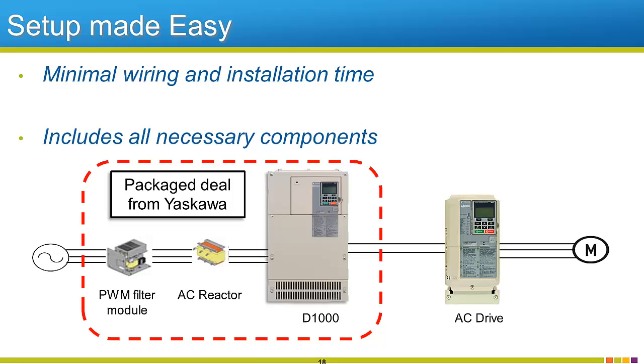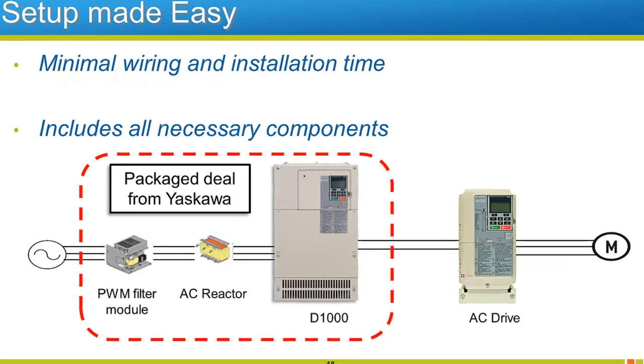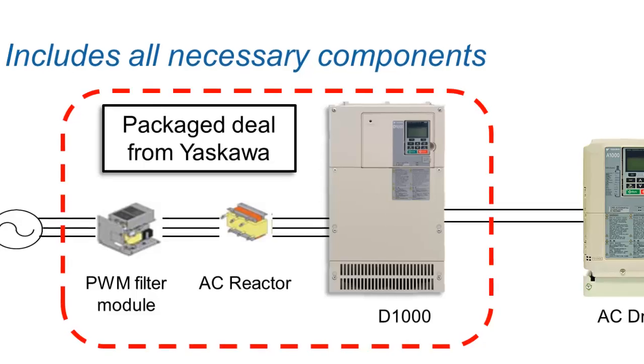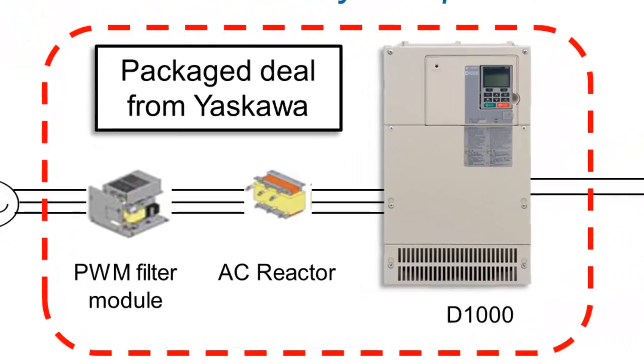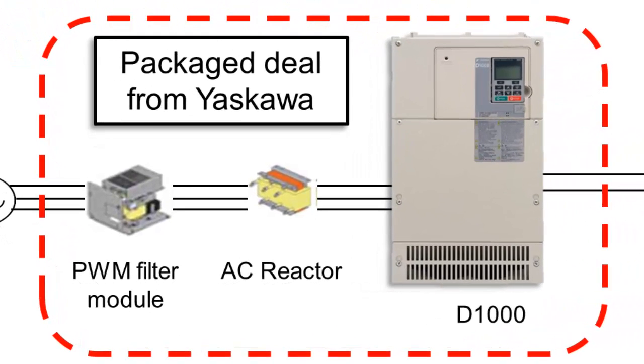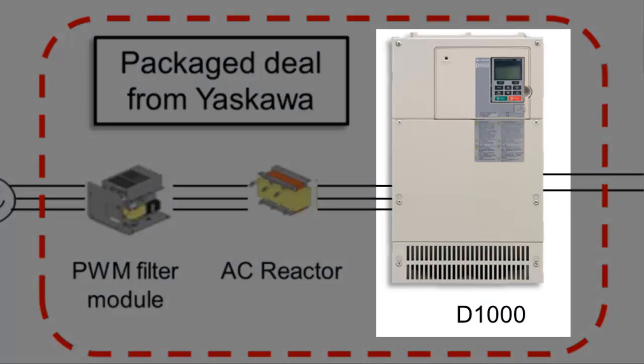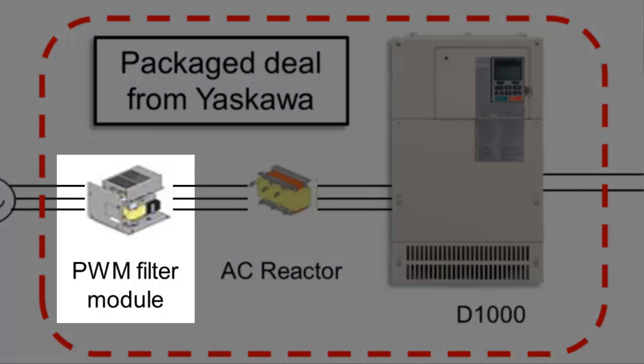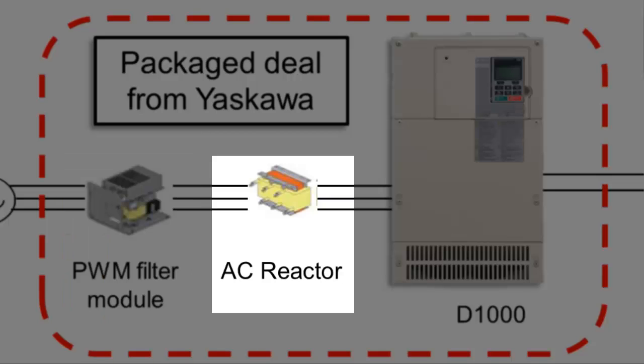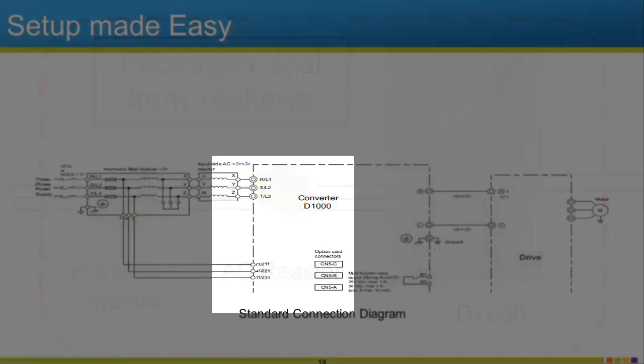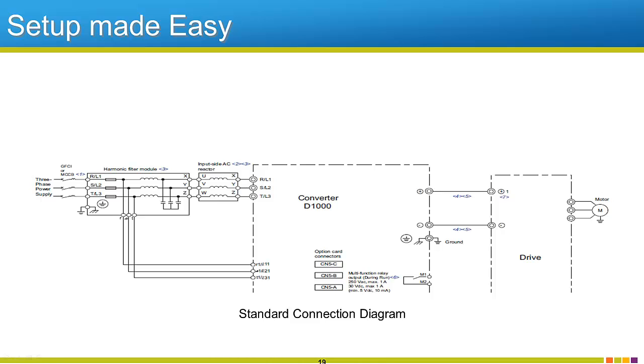Installation time and wiring for the D1000 is kept to a minimum. To save time and to take the guesswork out of picking the necessary additional components, Yaskawa eases your mind by selling the D1000 as a complete package. This includes the D1000 unit, a PWM filter module, and also an AC input reactor. As you can see, Yaskawa makes selecting a D1000 and pairing it with the correct components a breeze.